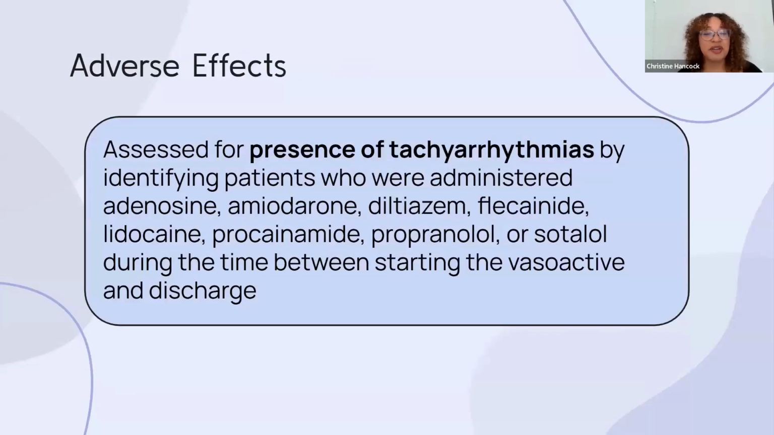Big thing that we're always wondering about are adverse effects. And so they assessed for presence of tachyarrhythmias associated with medications. And they did this by identifying patients who were administered the following medications, which included adenosine, amiodarone, diltiazem, propranolol, sotalol. And this was identified at any point from starting the vasoactive and until discharge.